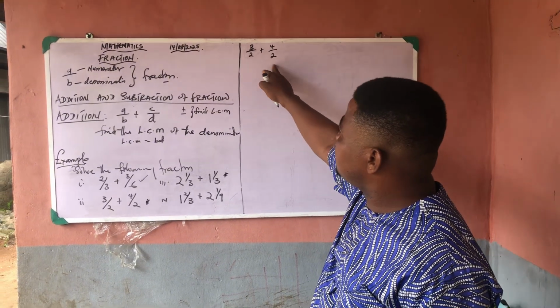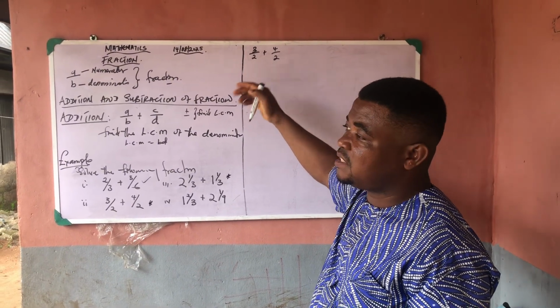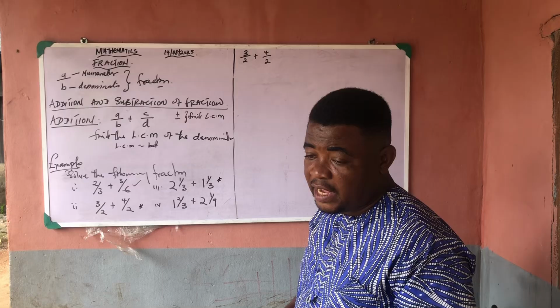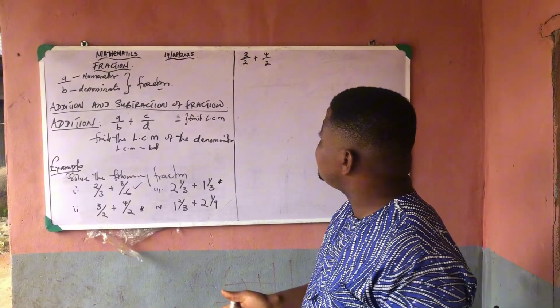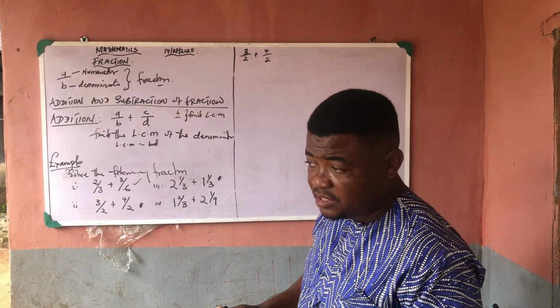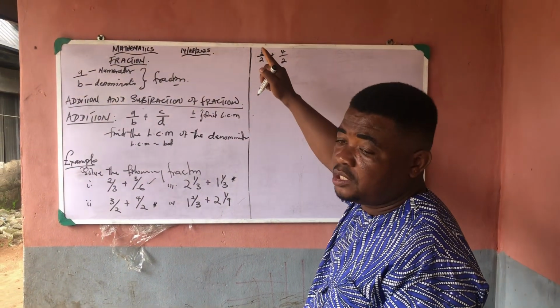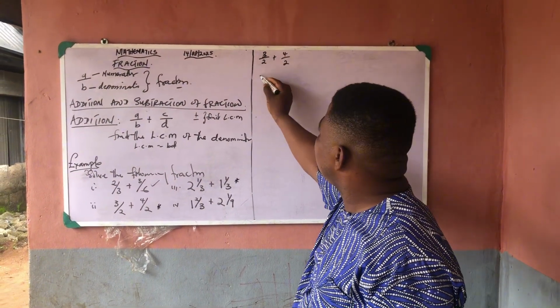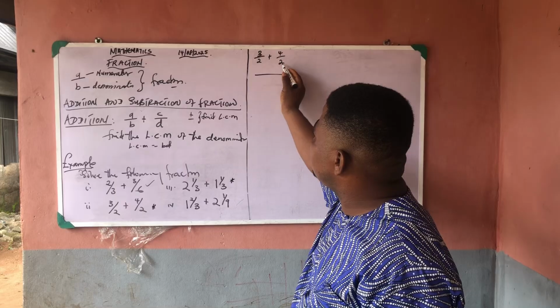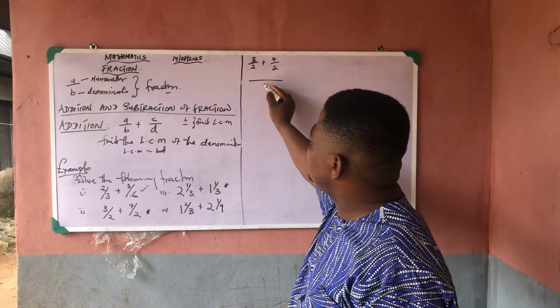In this case, since the denominators are the same, there is no need for you to find the LCM. Even if you still want to go with the LCM, it's okay, it's still the same thing. But what you just do is add the numerators, and that gives you the answer. But if you still go that way, the LCM of 2 is still 2.